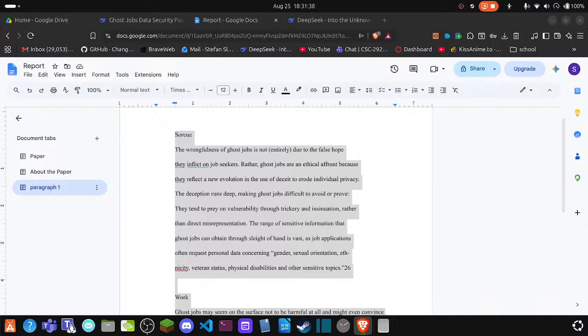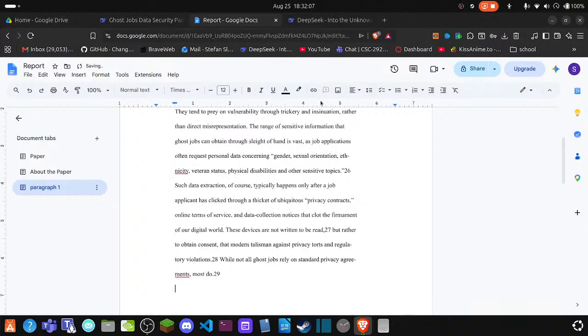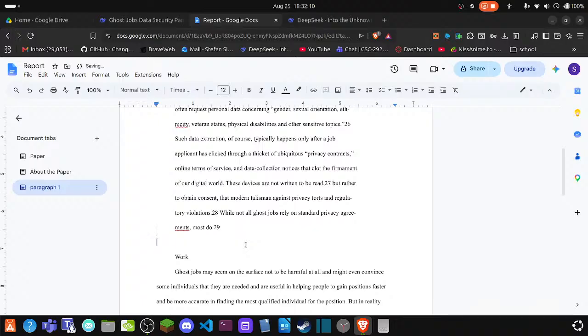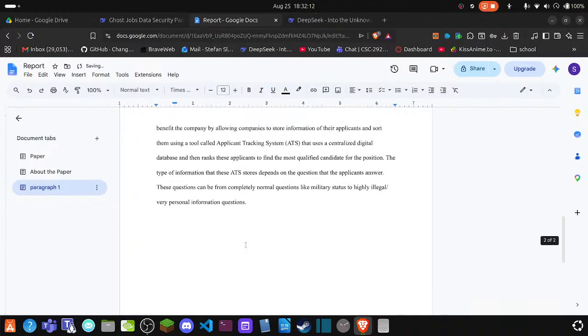Such data extraction, of course, typically happens only after a job applicant has clicked through a thicket of ubiquitous privacy contracts, online terms of service, and data collection notices that clog the firmament of our digital world. These devices are not written to be read, 27, but rather to obtain consent, that modern talisman against privacy torts and regulatory violations. 28. While not all ghost jobs rely on standard privacy agreements, most do. 29.